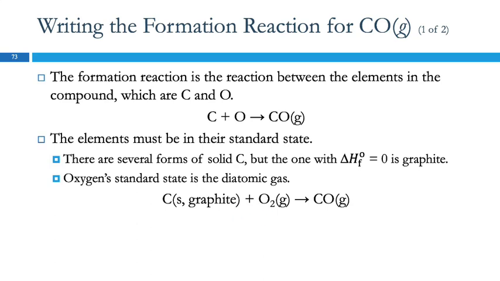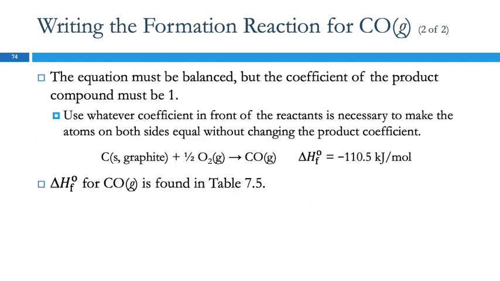Oxygen's standard state is the diatomic gas, so this would be O2 gas. And then we have to balance the equation. We need to keep the coefficient of the product as 1. Normally we would balance this by saying, well, there's 2 oxygens here, so we'll put a 2 here and we'll put a 2 there and it'll be balanced. But this coefficient must be 1.